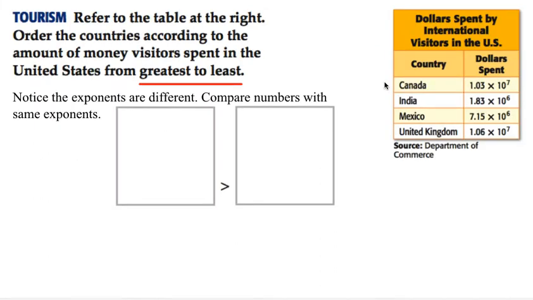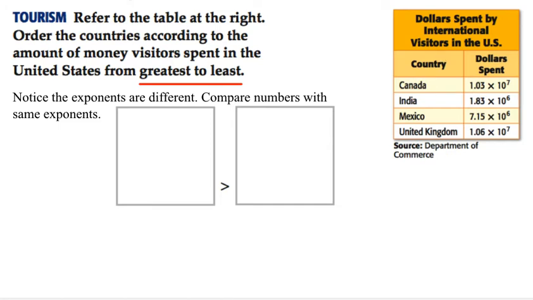Here's an example from tourism. We have a table given to us by the Department of Commerce on how many dollars international visitors in the United States spent. And we want to order these from greatest to least. So one of the things you need to notice is that the exponents are different. So we want to compare the ones that have the same exponents. Okay. So we want to go from greatest to least. So the biggest exponents we're going to compare first.